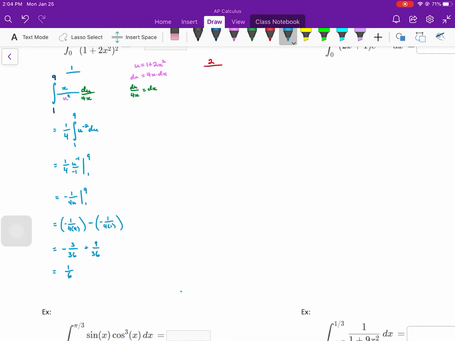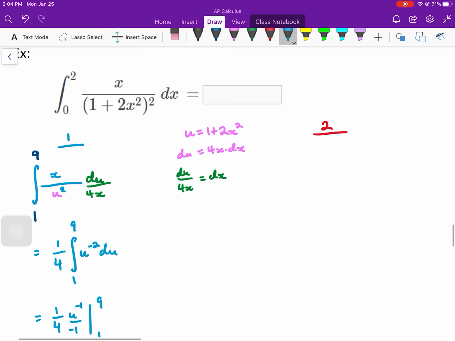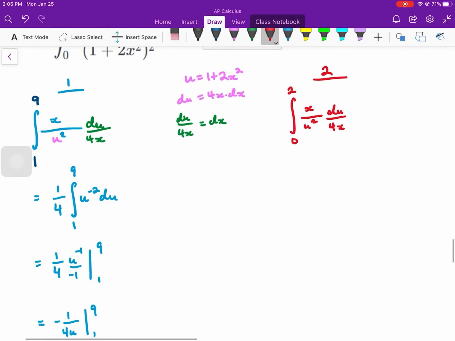So let's look at the second method. I'll zoom out and then we can take a look at the comparison between the two. So I'm going to go through it a little bit faster, but we're not going to change the bounds. So we're going to do it just like we would have in that classic one. So for method 2, we're going to have the integral from 0 to 2, and it's going to be x over u squared du over 4x. So we already know these details.